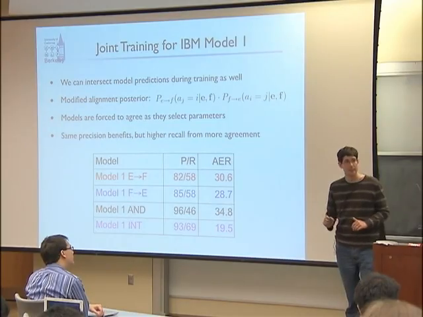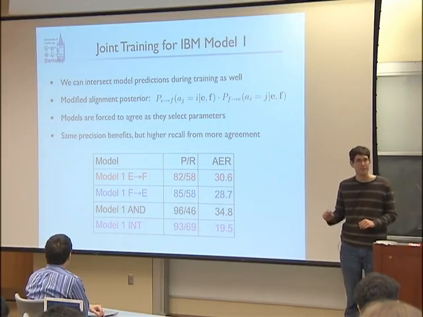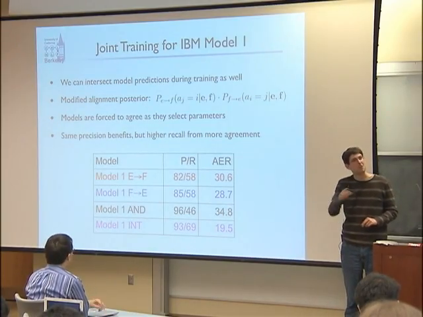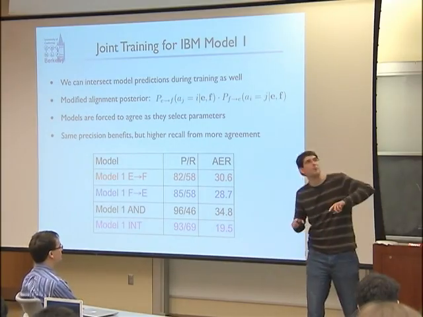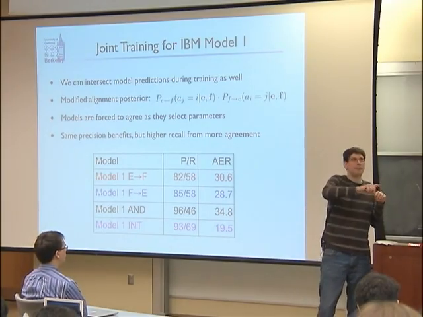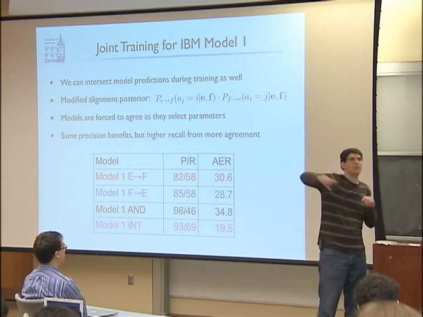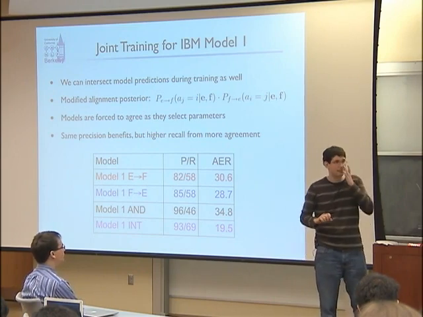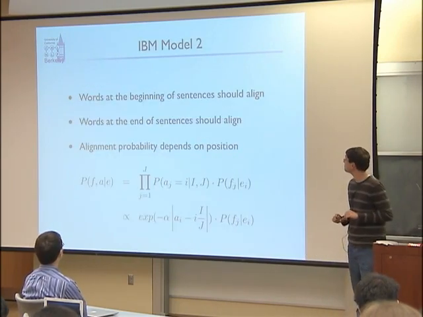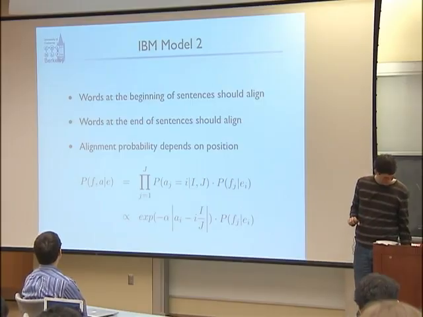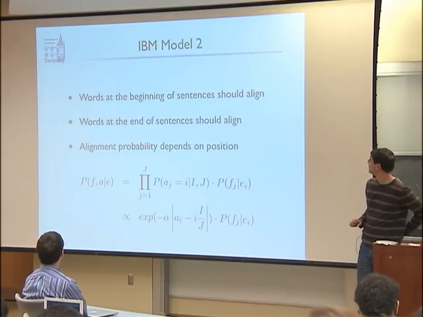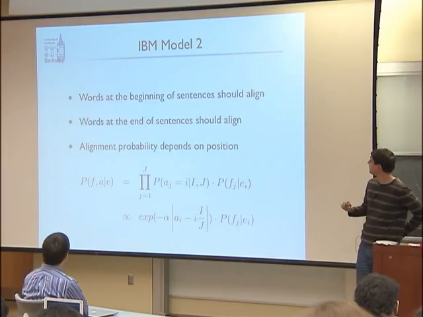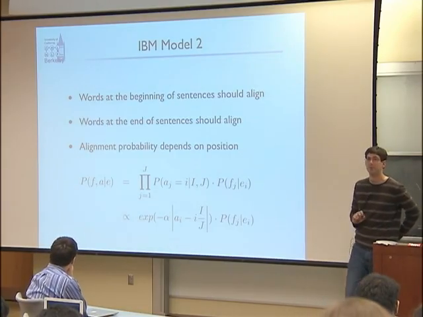We're almost in business. What was the other thing that we were doing wrong? It was that we're modeling distortion in a completely bizarre way. If I align the first word to the first word, there's nothing stopping me from aligning the second word to the 18th word in the sentence. And that sounds like trouble. So here's an improvement. IBM Model 2.